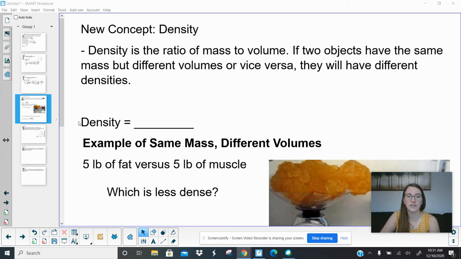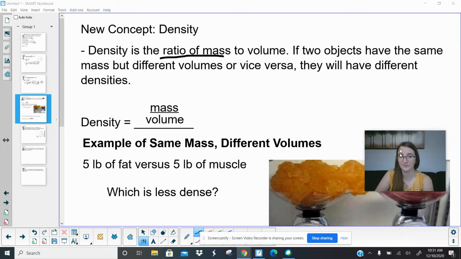So this is the formula for density. Density equals mass divided by volume. That is what it means when it says ratio. Remember that ratio is another word for fraction. So the fraction of mass over volume, that's density.